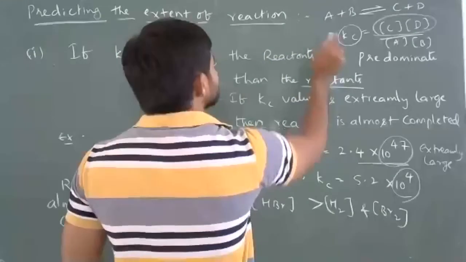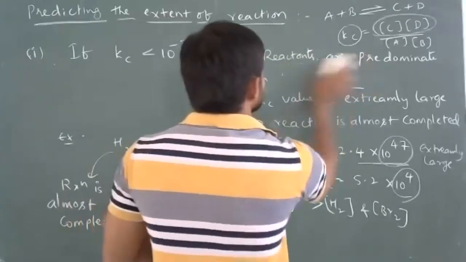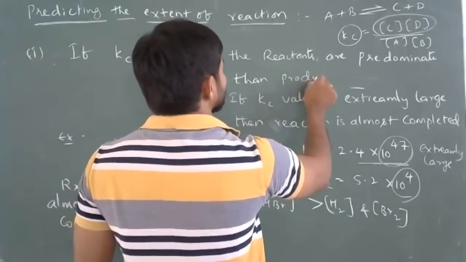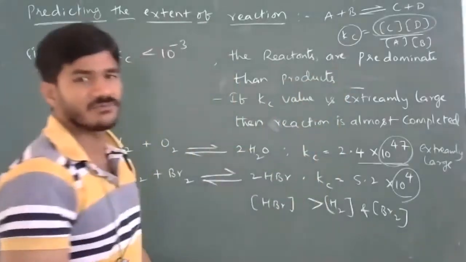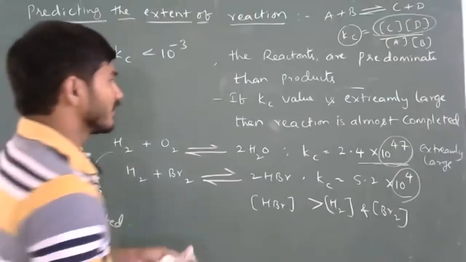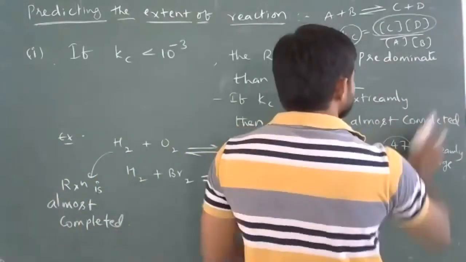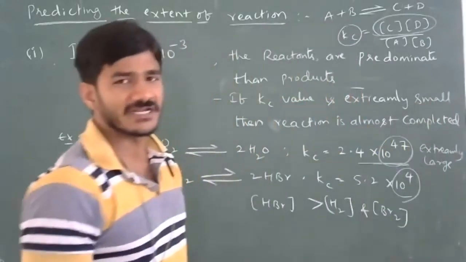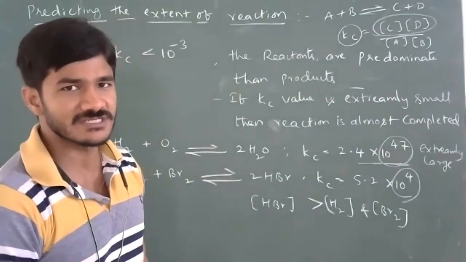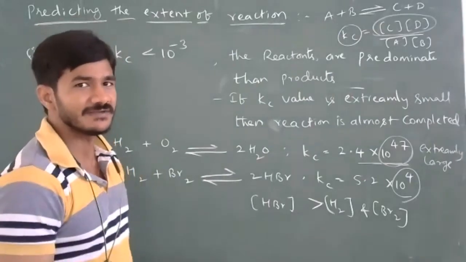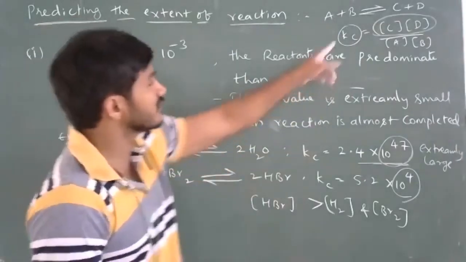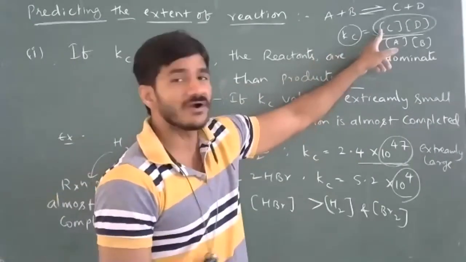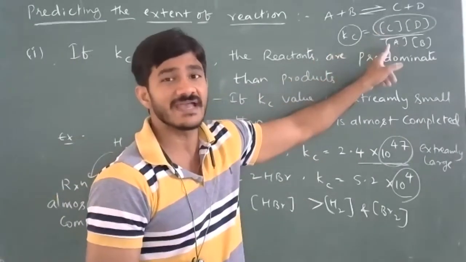Reactants are more in concentration compared to products. If Kc value is extremely small, meaning 10 power minus 20, 10 power minus 30, 10 power minus 40, what can we write? If Kc value is very, very small, products are of very, very small concentration, and reactants are more.